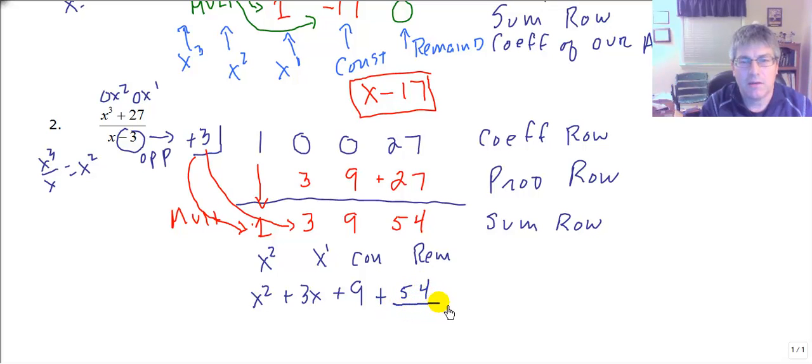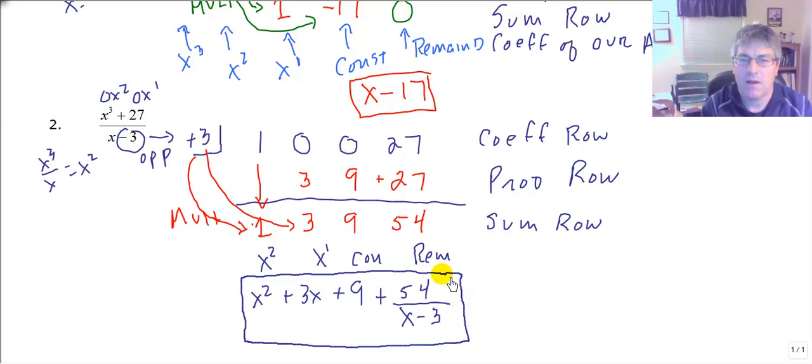But just like in long division from grade school and from polynomial long division, our remainder is 54 over, or divided by, our divisor, x minus 3. So here is our final answer. X squared plus 3x plus 9 plus 54 over x minus 3. All our coefficients are listed there in the sum row, our constant, and our remainder.